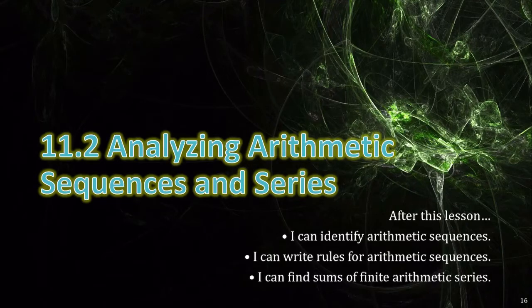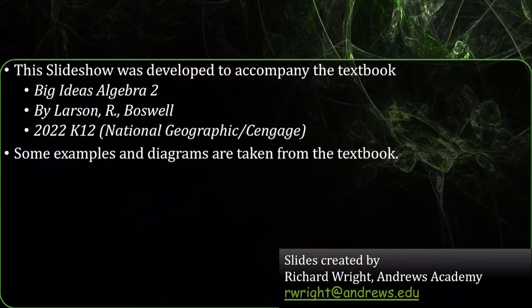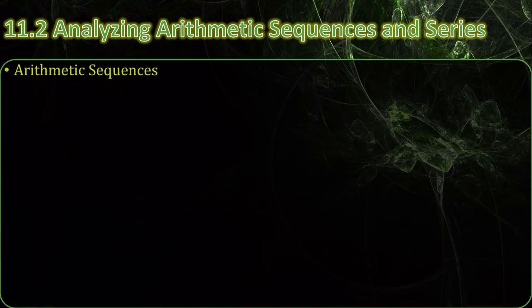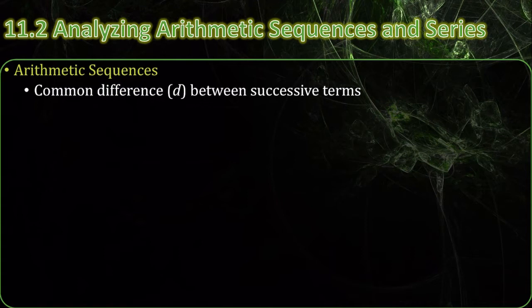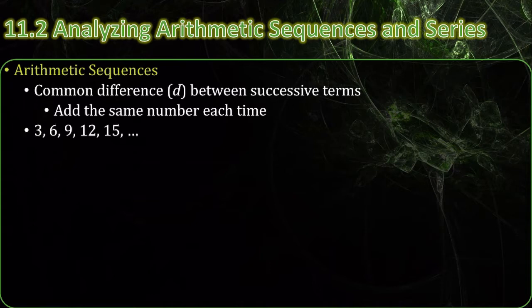Lesson 11.2. Analyze arithmetic sequences and series. An arithmetic sequence is a special type of sequence that has a common difference, which we'll call d, between successive terms. We had these in the last couple of lessons, we just didn't give them a special name. So we add the same number each time in between. For example, 3, 6, 9, 12, 15 is an arithmetic sequence because we add 3, add 3, add 3, add 3. So our d here would be 3.